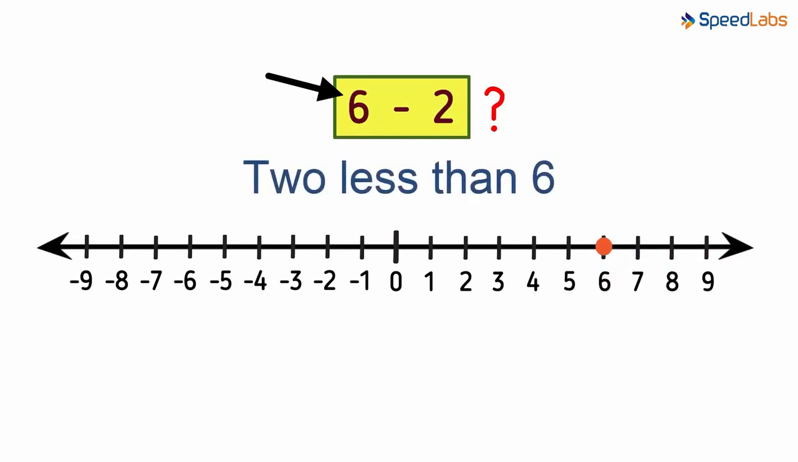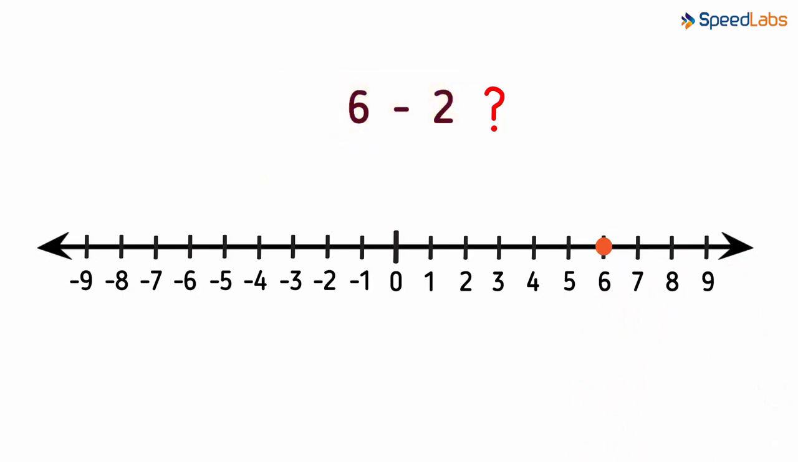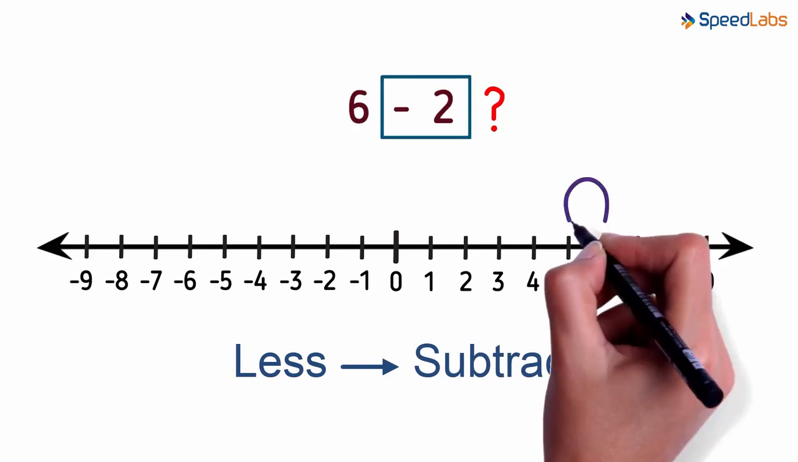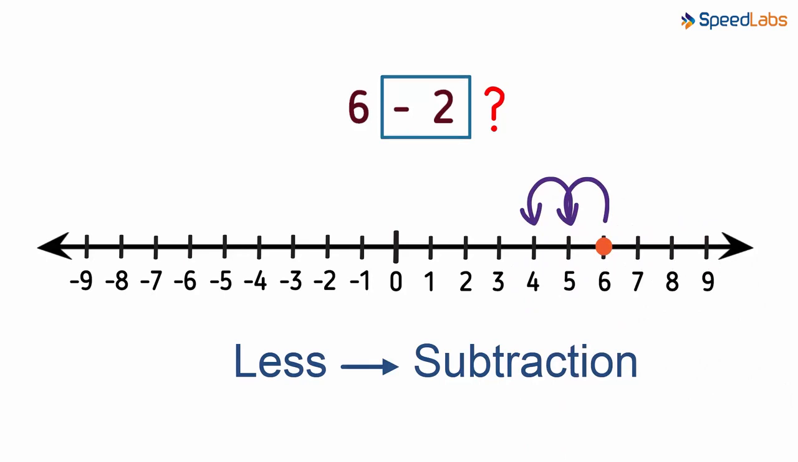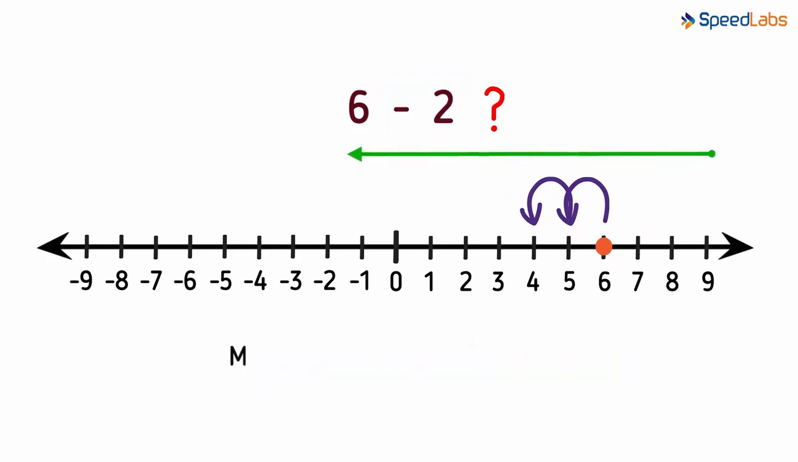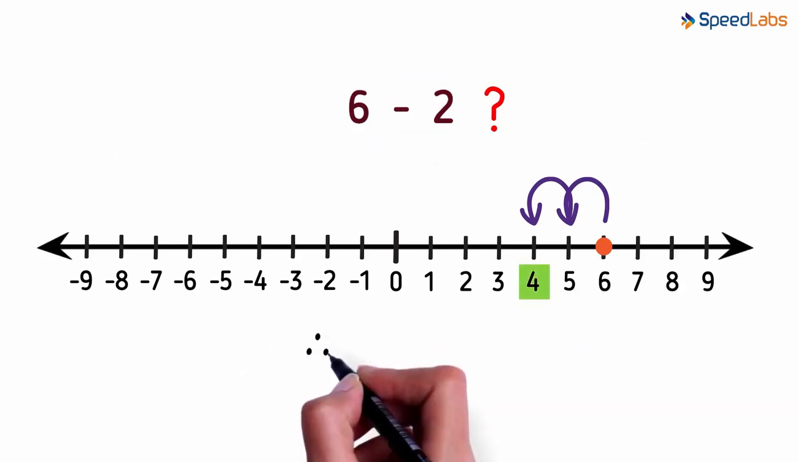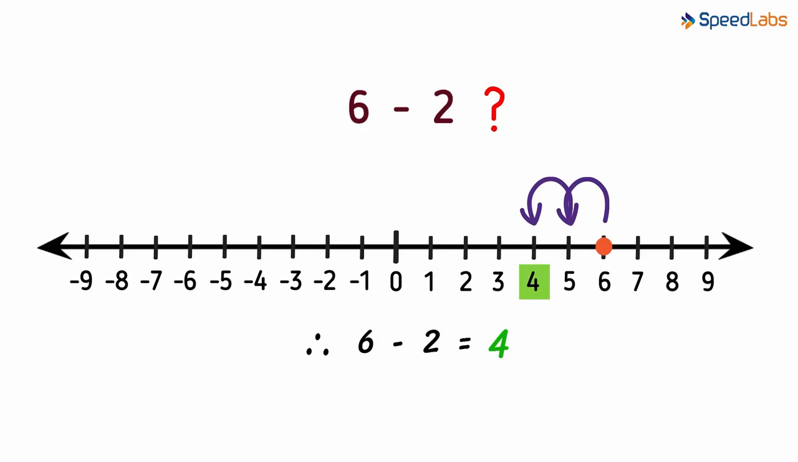Here's the number 6 on the number line. We know that less means subtraction on a number line. And to subtract 2 here, we will move 2 steps towards the left like this. Yes, when we move towards the left, the values decrease. So we get the answer as 4. Therefore, 2 less than 6 is 4.